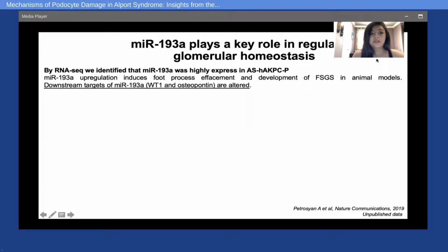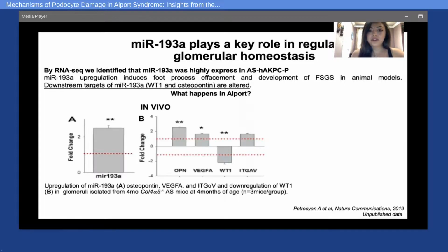What we've done is bulk RNA sequencing of Alport podocytes versus healthy podocytes, and we see an upregulation of miR-193a. Now, upregulation of miR-193a induces foot process effacement and development of focal segmental glomerulosclerosis in animal models. The downstream targets of miR-193a are WT1 and osteopontin. So what happens in Alport?